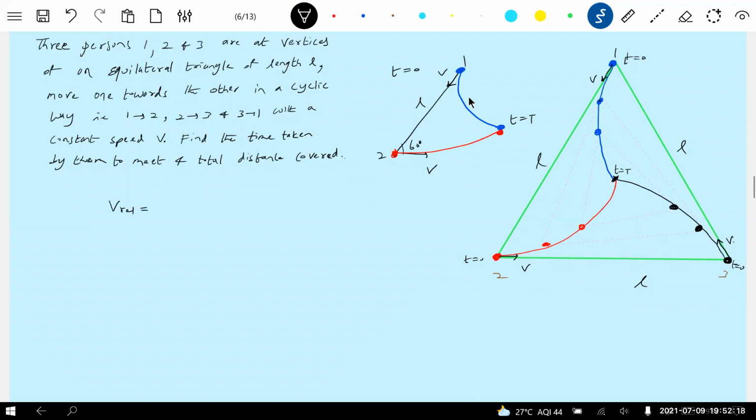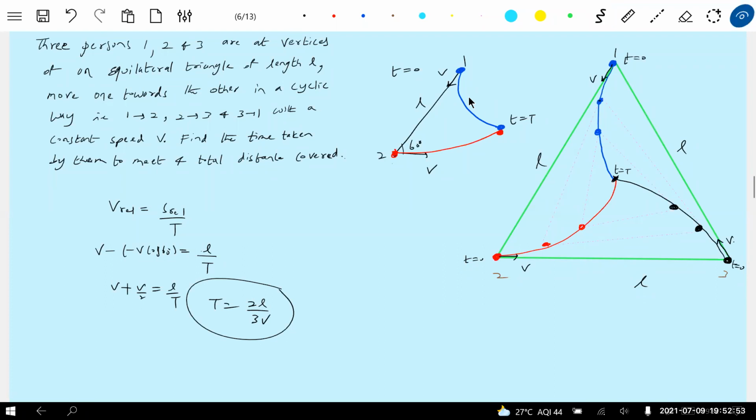V relative is equal to S relative by time taken. What is the V relative? V minus V sine 60, sorry, V cos 60. V minus of minus V cos 60. Final separation is 0, initial separation is L, divided by T. So V plus V by 2 equals L by T. So the time taken will be 2L by 3V.